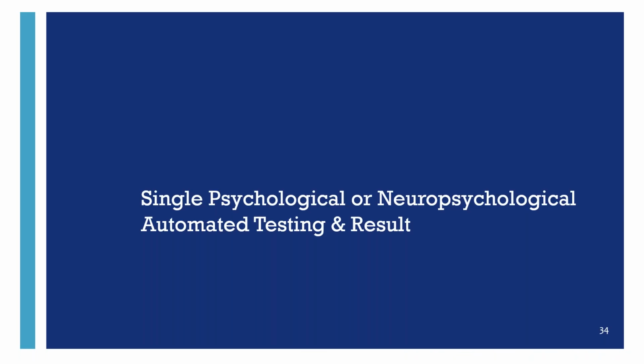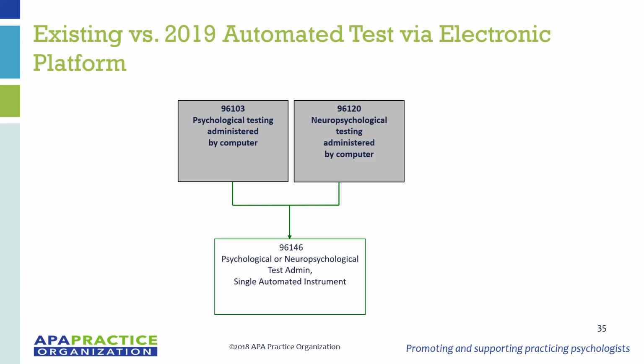Finally, there's a separate code for single psychological or neuropsychological automated testing and result. Next. Currently, we have 96103 and 96120 testing by computer, and in the new code set, remember that it's any method. So there's no longer a division between a test code if you're using a computer and a test code if you're not. The issue is, are you giving a single automated test with automated result? If you are, you're going to be using this new code, 96146. Next slide.